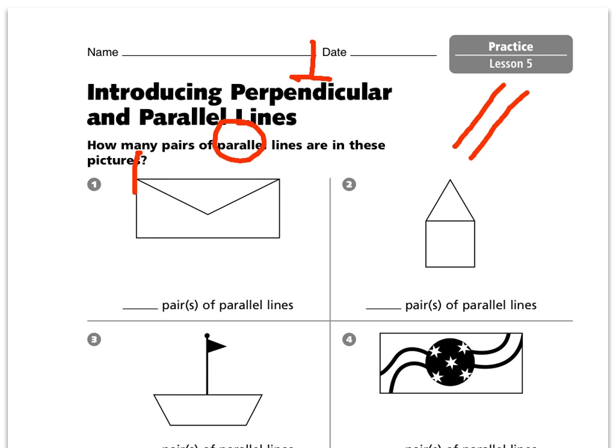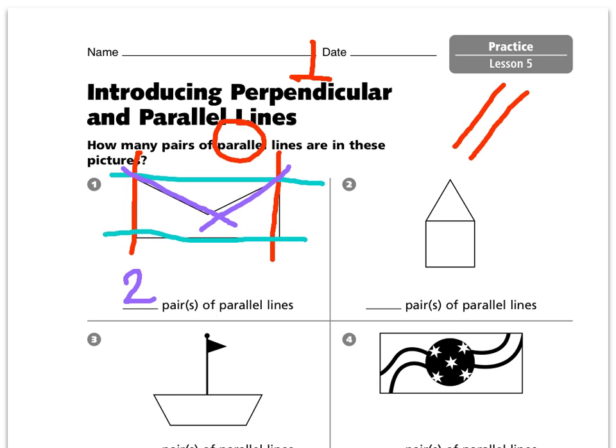So I know that the envelope has one here and one here. And then I can also see that it has a pair here and a pair here. Now you can look at the other lines and you can tell that they're going to cross right there. So I only have two pairs, the red pair and the teal pair.